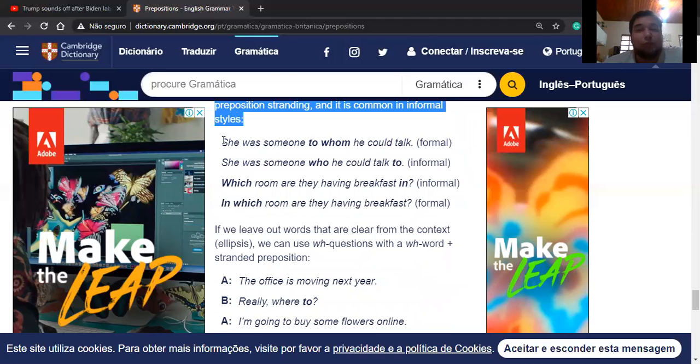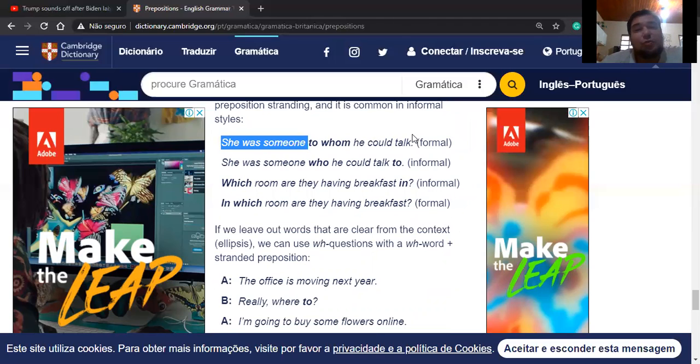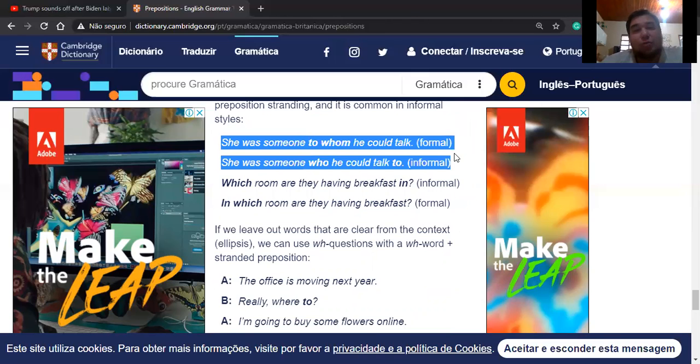Informal and formal. Essa questão de informal e formal varia muito, gente, tá? She was someone to whom he could talk. Formal. She was someone who he could talk to. Informal. Mas é possível, formalmente, você vai compartilhar essa frase informal. É bem possível.